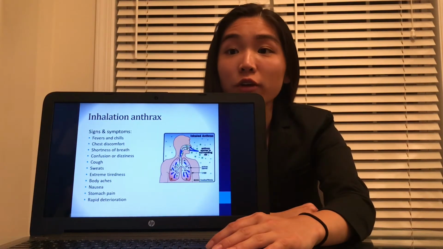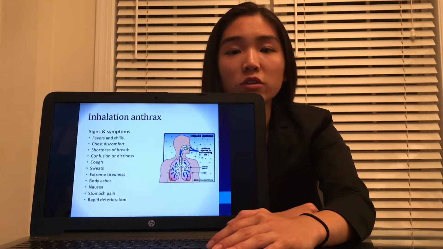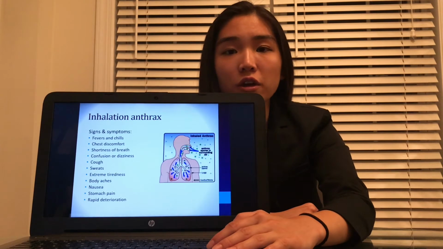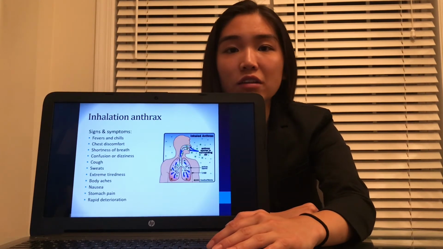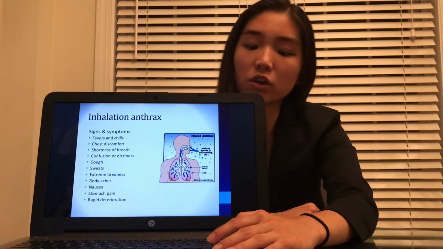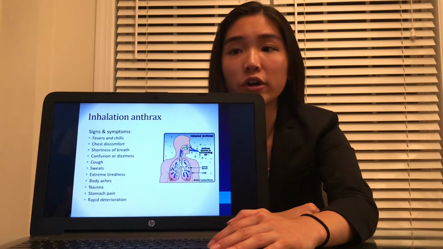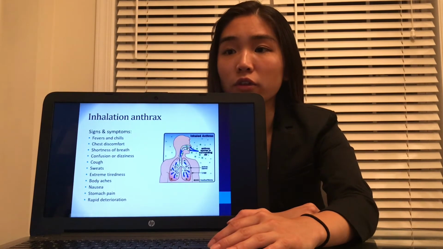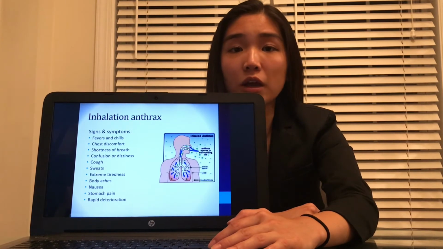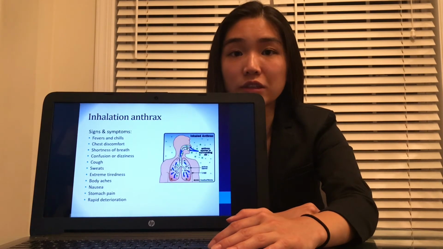In inhalation anthrax, the signs and symptoms include fevers and chills, chest discomfort, shortness of breath, confusion or dizziness, cough, sweats, extreme tiredness, body aches, nausea, stomach pain, and rapid deterioration. In inhalation anthrax, if the spores are inhaled, they migrate to the lymph glands in the chest where they proliferate, and then they may spread toxins from the liver, spleen, and kidneys to the bloodstream, which leads to septicemic anthrax. This causes rapid deterioration, which often causes death.